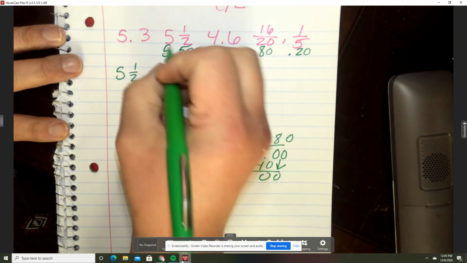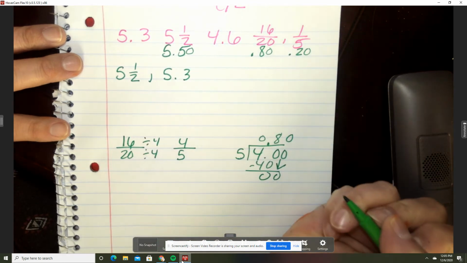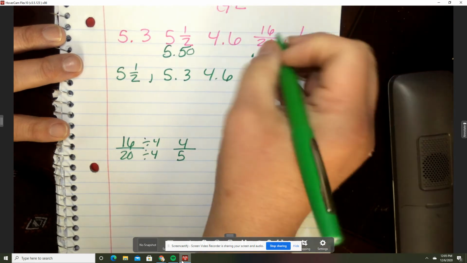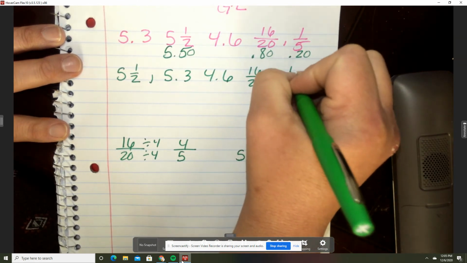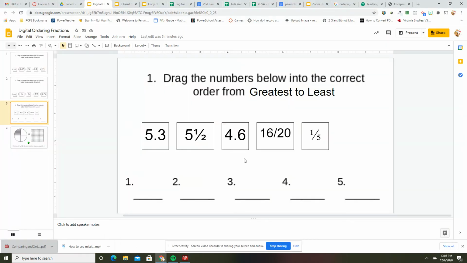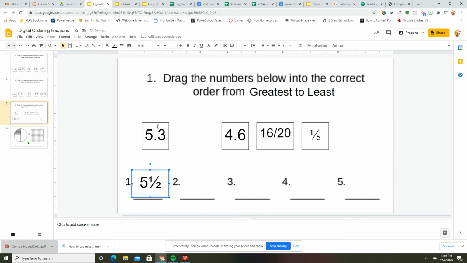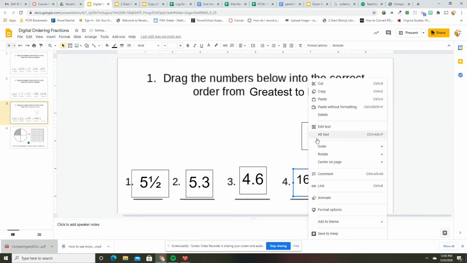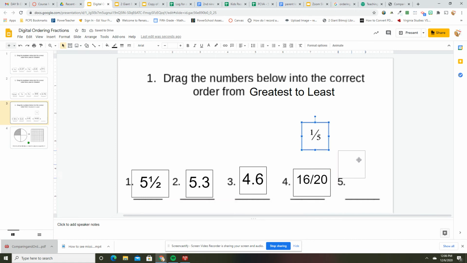All right, and now we're looking for 5 3/10, 4 6/10, 16 over 20, and 1/5. All right, going back, I need 5 1/2. That's the largest one. And then 5 3/10. And then 4 6/10, 16/20ths, and 1/5. With these, sometimes before you try to pull it, you've got to make sure that little 4 arrows comes up before you're able to pull it.